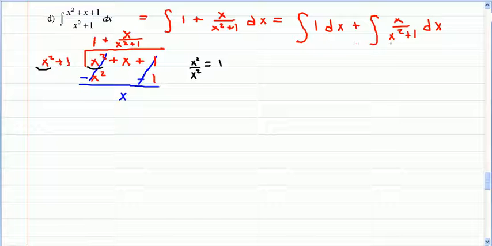So let's start with x over x squared plus 1. I will set my u equal to x squared plus 1. Du is equal to 2x dx. And if I divide by 2, so that the derivative of u is in the problem, I have 1/2 du equals x dx.